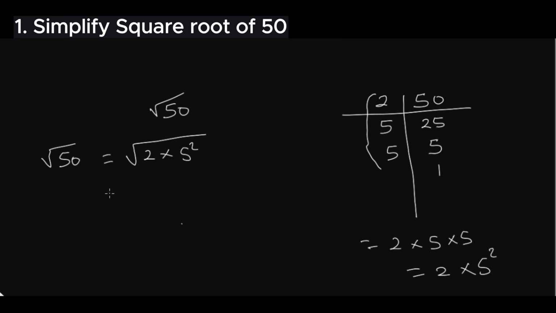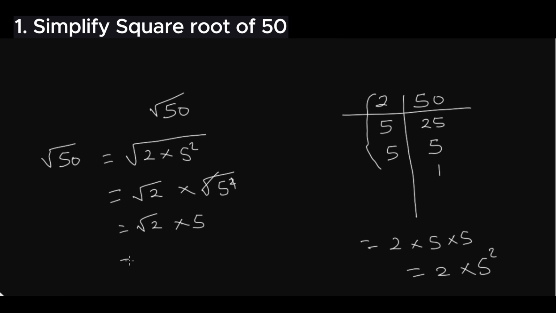So again, remember the first law. We can separate these two terms. So we now have square root of 2 times square root of 5 squared. Now, remember the second law that states that the square root of the square of a number gives the number. So this square will cancel the square root. So we now have square root of 2 times 5.